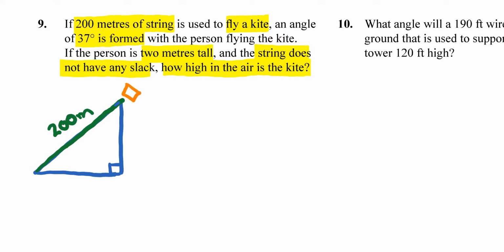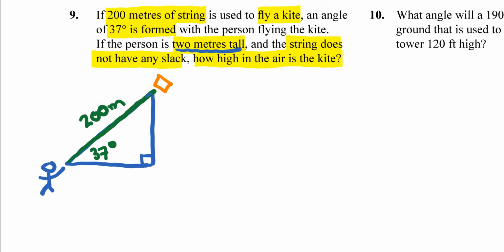The angle we're given in this problem is 37 degrees, so 37 degrees will be right in the corner there. And if the person is 2 meters tall, I'm assuming the person is just right underneath the string here. The question is, how high in the air is the kite? So we need to consider this purple distance here, and we also need to consider the height of the person, which is an additional 2 meters, right? Let's label this purple part as x, find the value of x, and then add 2 more meters to that, and that should give you how high in the air the kite is.